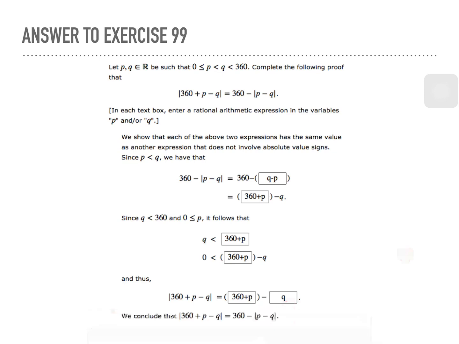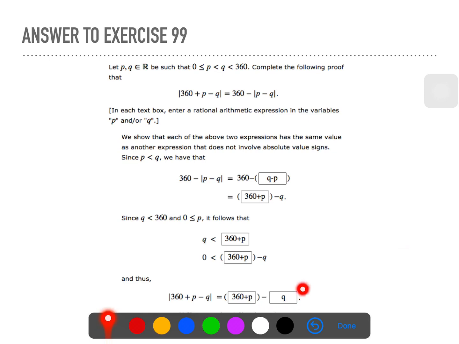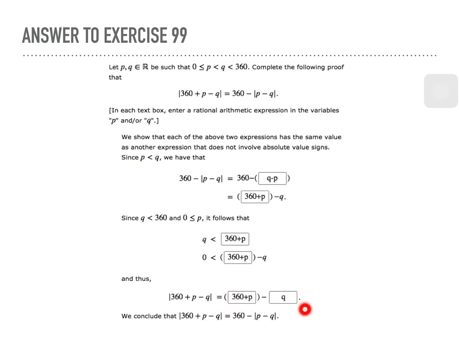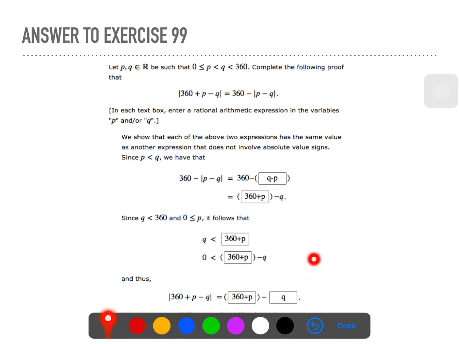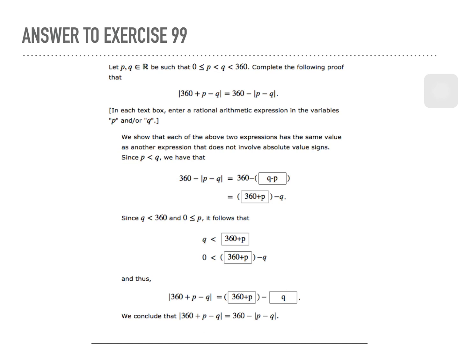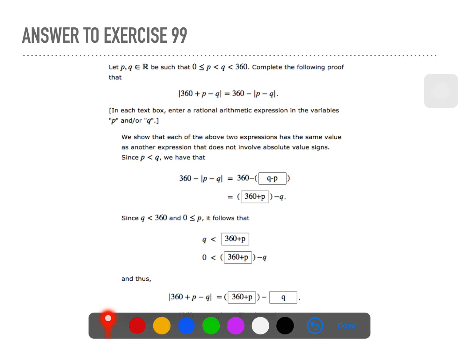So once I've gotten here, I now know that I have the same quantity here as I did here. And therefore, since these two quantities are the same without absolute value, this guy must be equal to that guy. And you can see that's the case here.